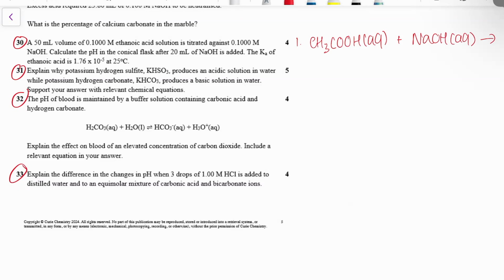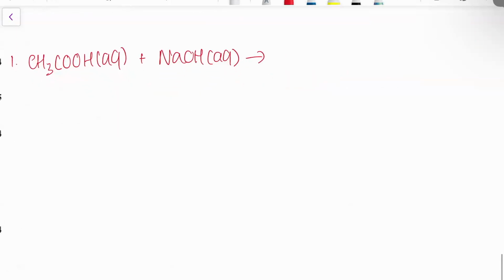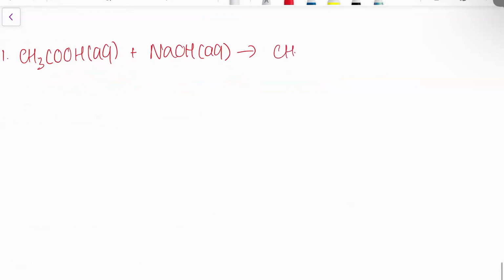I know ethanoic acid is weak, but I'm not in water. Otherwise, I'd do a double arrow. I'm reacting it with sodium hydroxide, so that's going to be a single arrow regular neutralization equation. Acid plus base turns into salt plus water. What salt do I make? CH3COONa plus water, H2O.